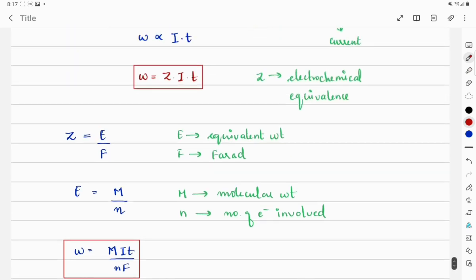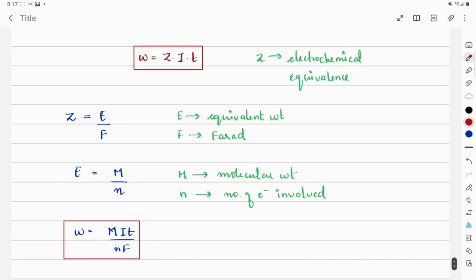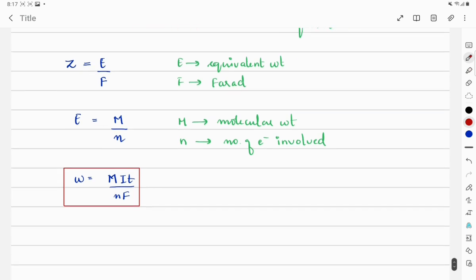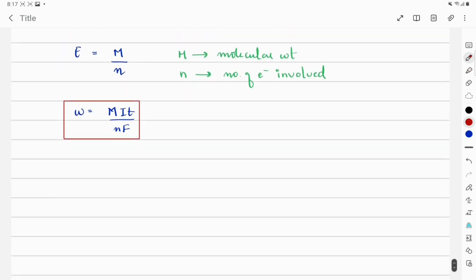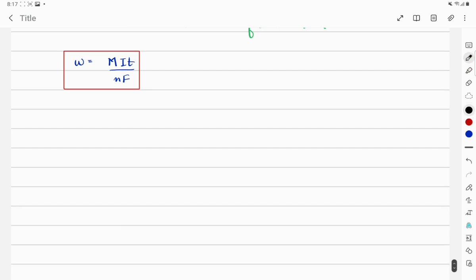Both of these equations are important: W is equal to ZIT and W is equal to MIT by NF. All the terms involved are clearly written here. The next thing we're going to study is the second law of electrolysis.